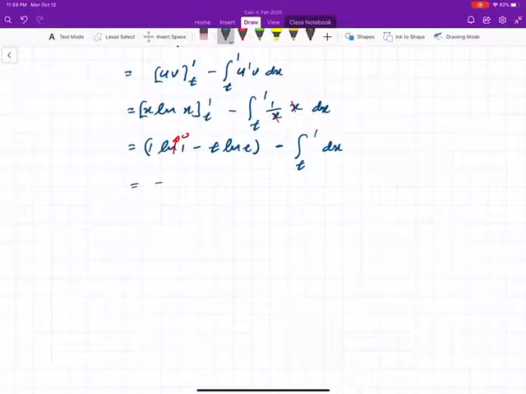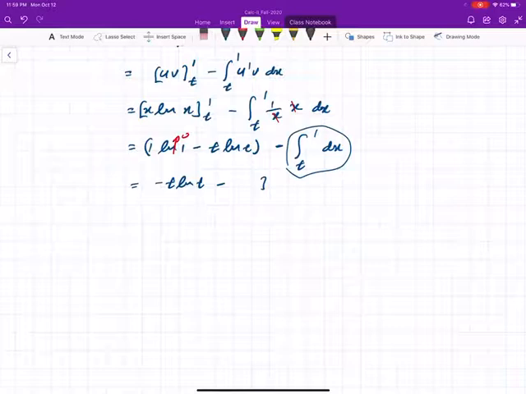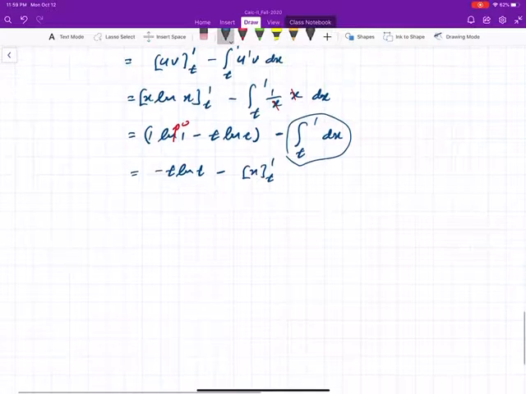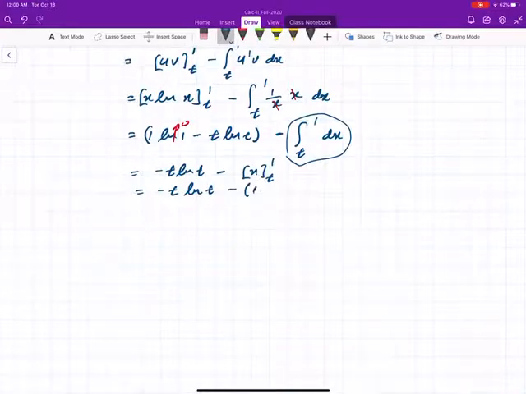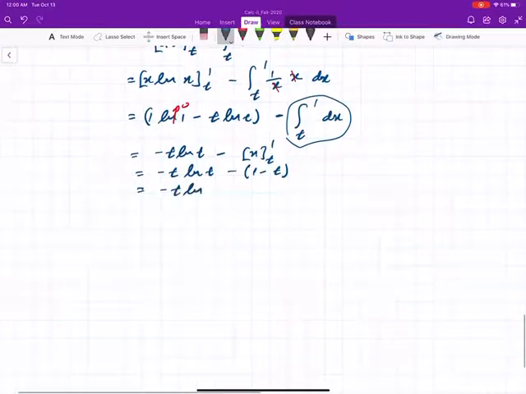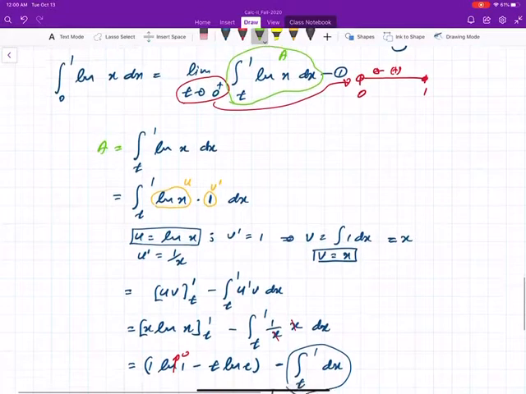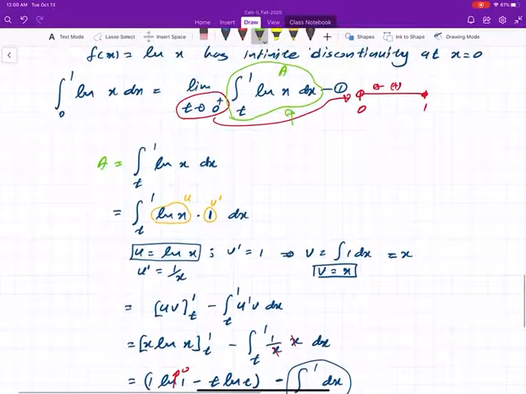So this will be minus t ln t minus the integration of this part, which is just x, and then the limits are from t to 1. You write this as minus t ln t minus (1 minus t). Right, so this equals minus t ln t minus 1 plus t. So this is the solution for part A, the green color part. Okay, now I'm going to plug that part A into this formula.